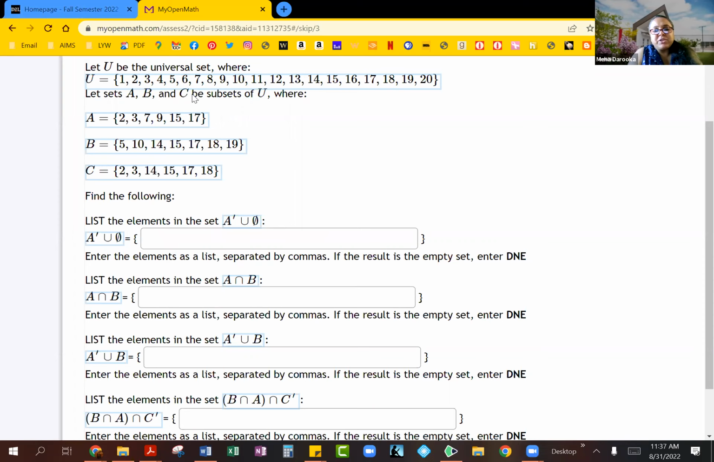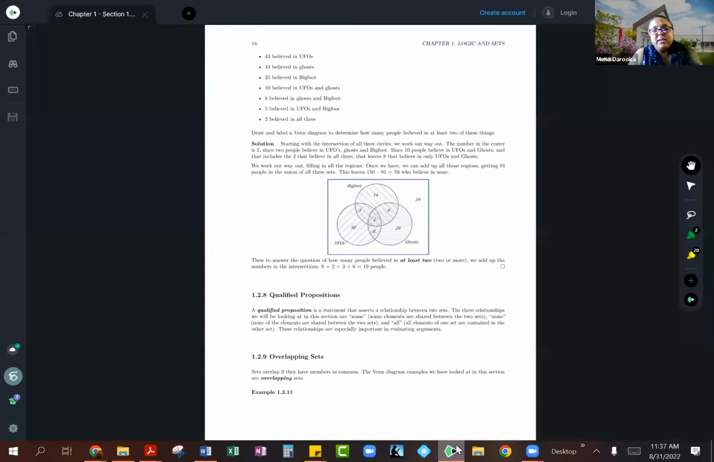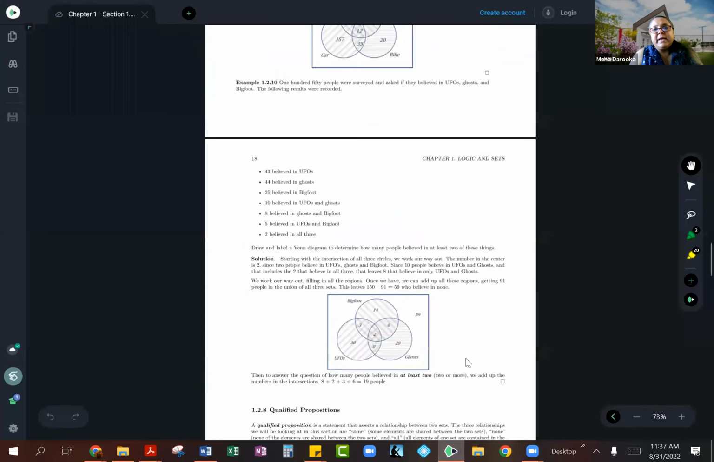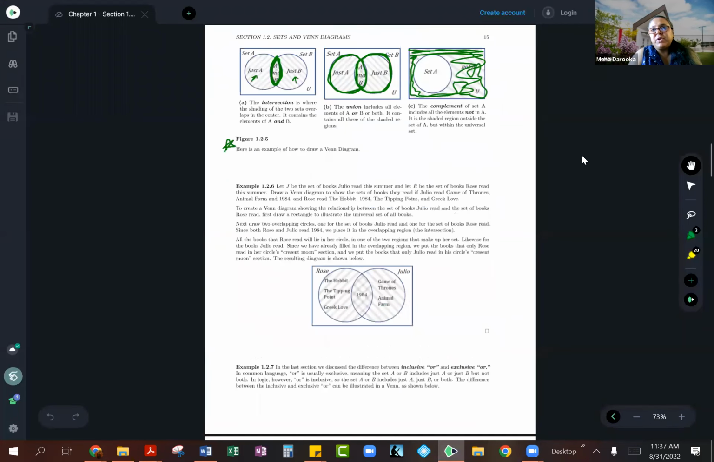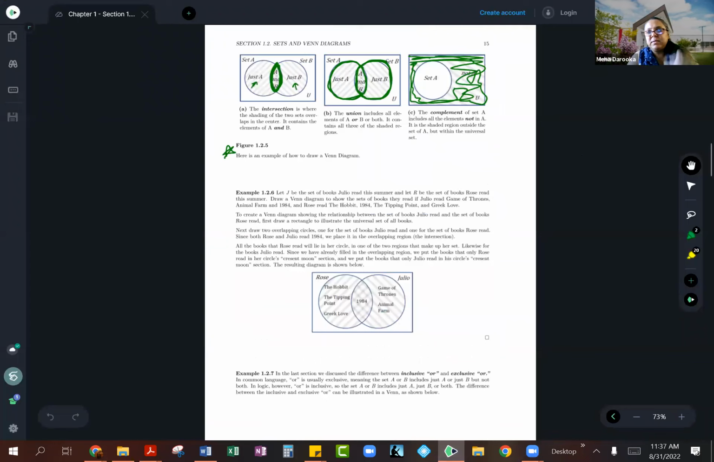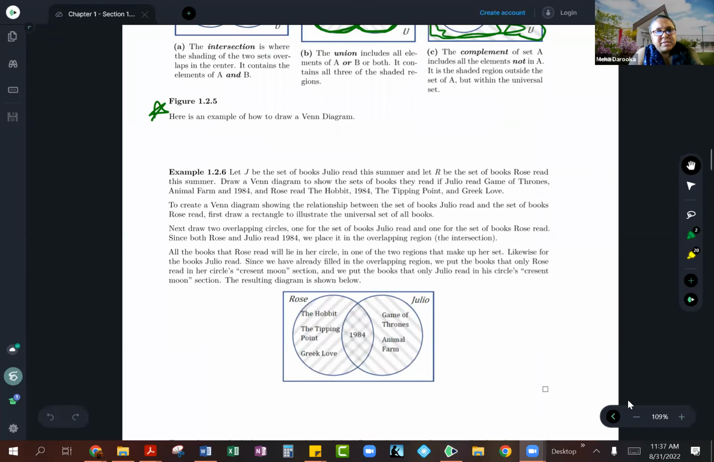So any questions on union, intersection, and complement at this point, guys? Okay, let's get a little bit more detailed into Venn diagrams then.